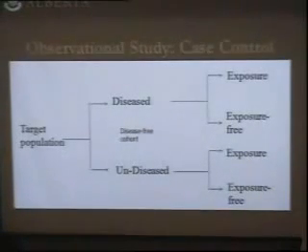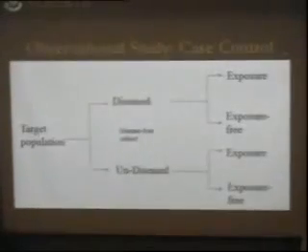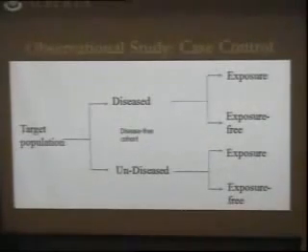So here's a case control study. Case controls, as I said, you find your population and then you look who's got the disease and who doesn't have the disease. And then you go back in a retrospective fashion. You're looking back into history. You try to determine, did that diseased person have the exposure?